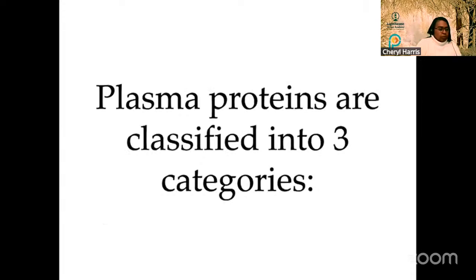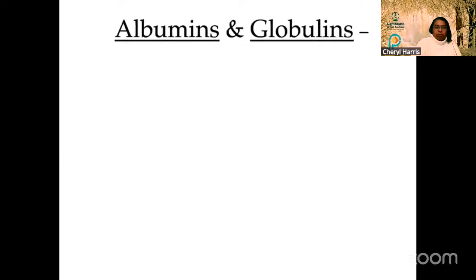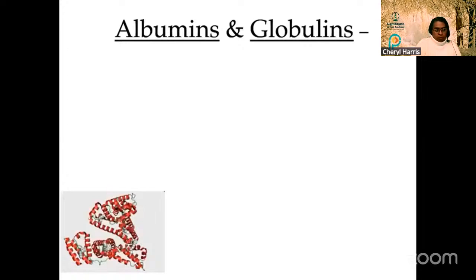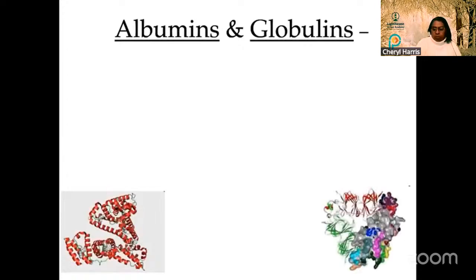There are three different main proteins in your blood, and I'm going to tell you what those three are, and then we're done. The first two we're going to talk about together. One's called the albumins, the other is the globulins. They essentially work the same way, but they're structurally very different, which is why they have two different names. There's a picture of an albumin, and here's a globulin.